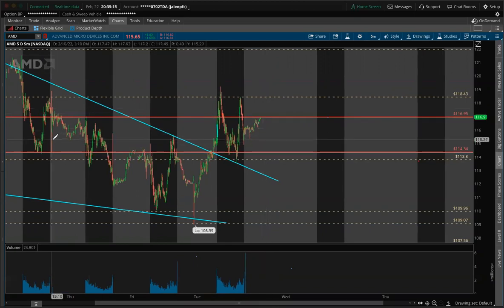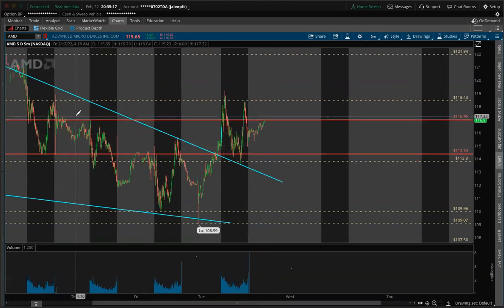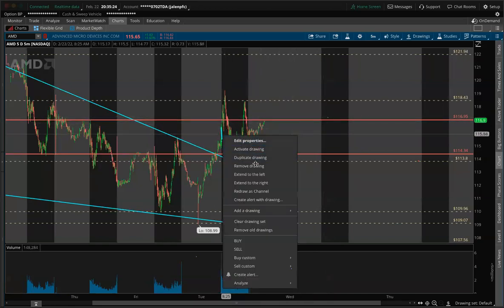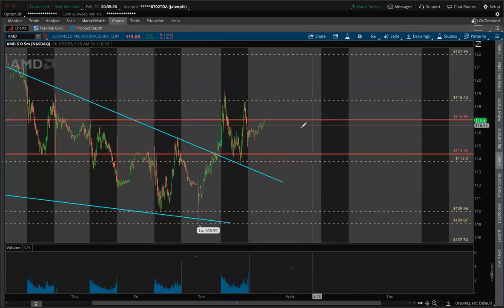So yeah, I kind of see where I'm getting that from. These red lines are my daily levels. I do make these every day. I make new daily levels every day, little stuff like that, and I color code them that way.